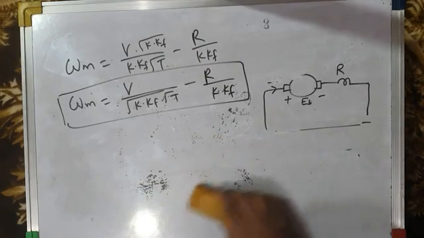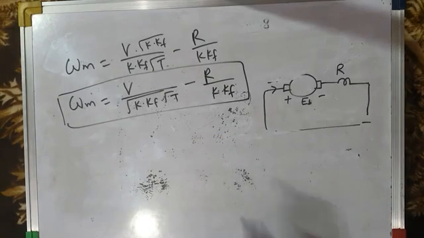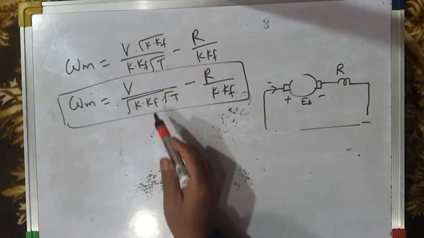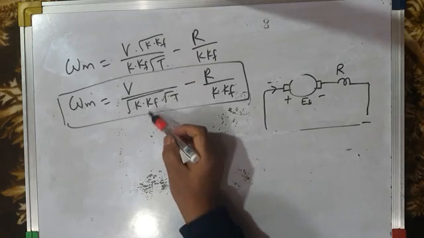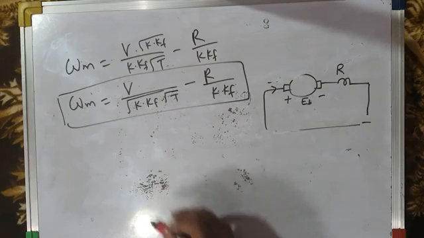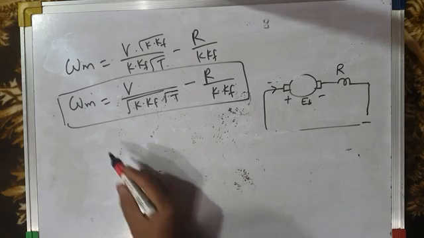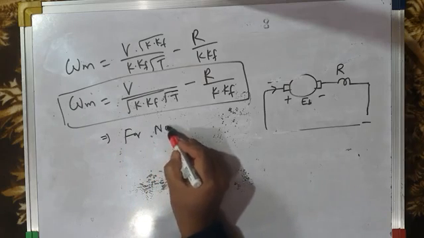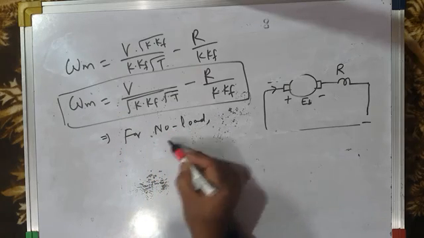From this equation you can very clearly find that speed is directly proportional to the applied voltage, and it is also inversely proportional to flux, represented by this constant Kf, and it is also inversely proportional to the square root of torque, which means for no load, when the motor is on no load, what is torque?